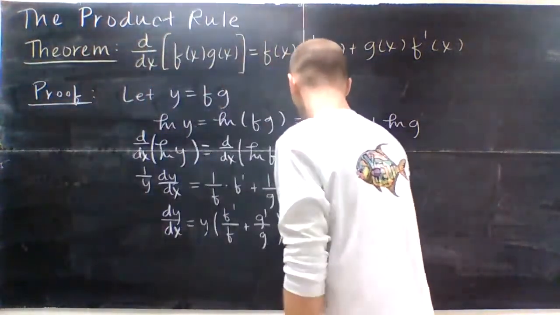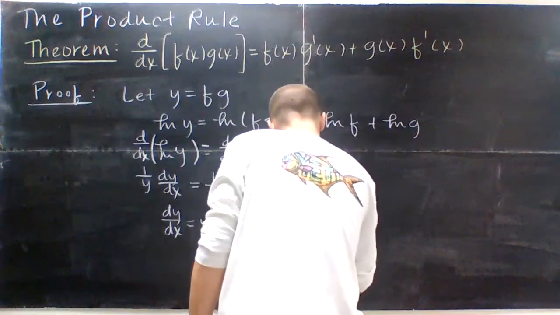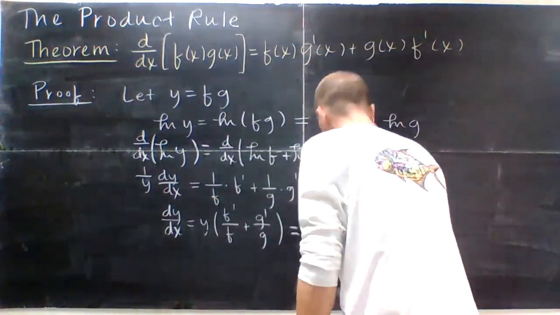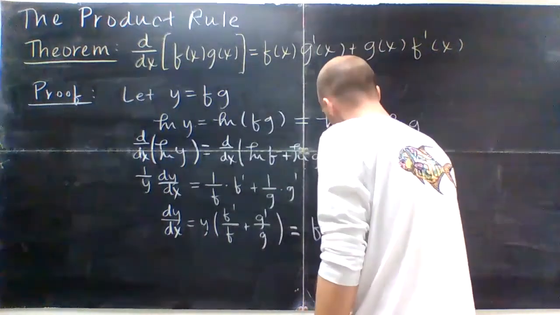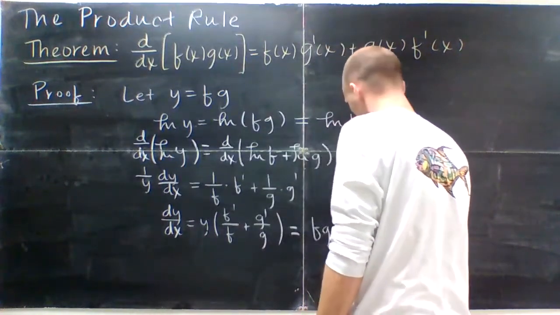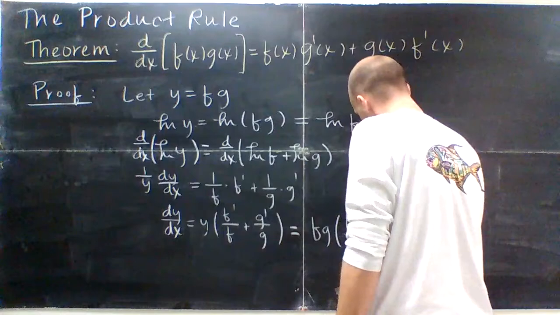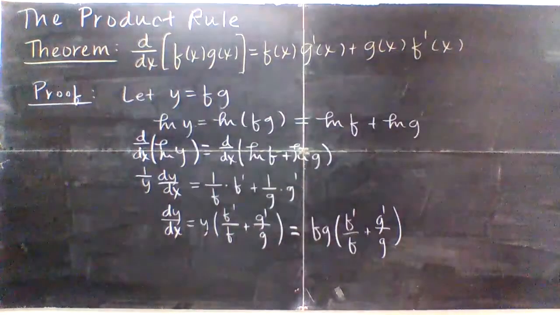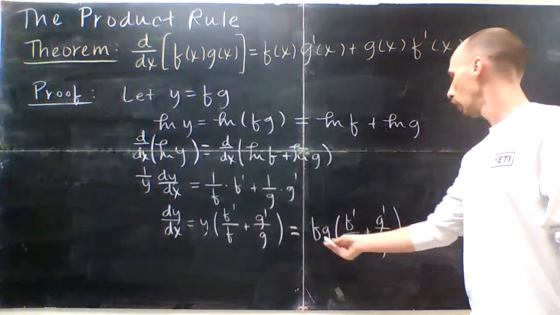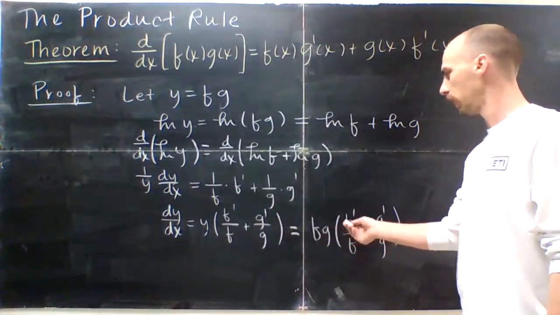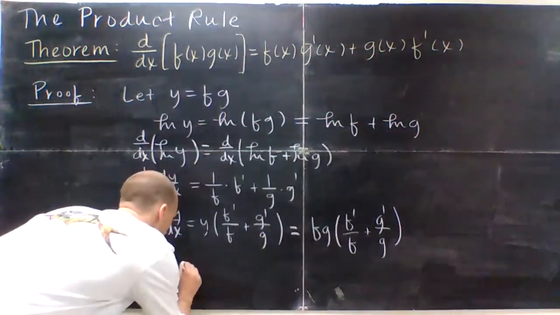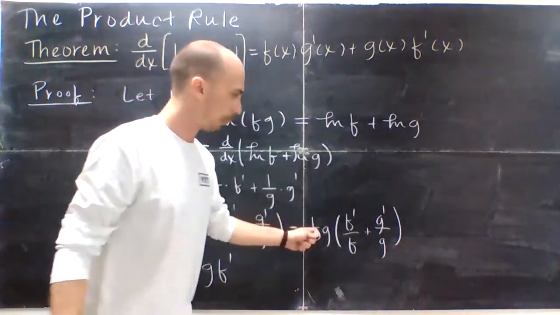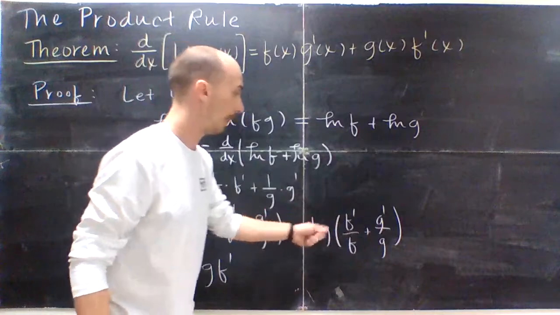Okay? So this is equal to f of x times g of x, times f prime of x divided by f of x plus g prime of x divided by g of x. And then when I actually make that distribution here, the f's will cancel and I'll have g f prime. And then when I distribute over here, the g's will cancel and I'll have f g prime.